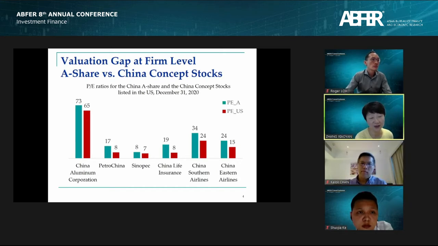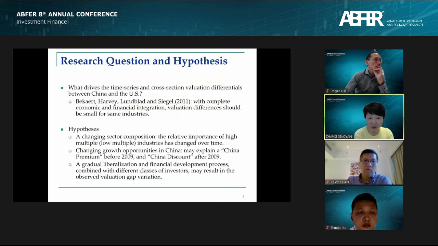So what we do in this paper is very, very simple. We ask a simple question: what drives the time series and the cross-section valuation differentials between China and the US? And why is this important? I mentioned China and the US are very important economies. That's number 1. Number 2, China as an emerging market has been trying very hard, but very cautiously, over the past 20 years to open its capital market to the world. Did that really help market integration? That's something we want to find out. Okay, so those are the reasons we focus on this particular research question.